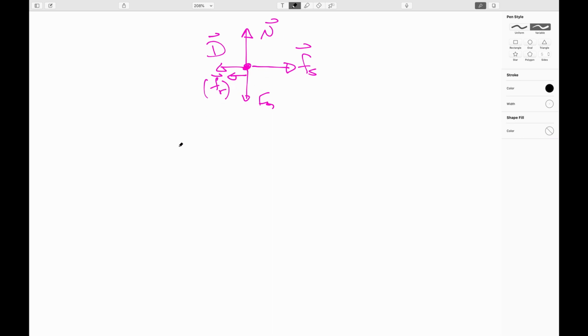So what's going on with the rolling friction then? There's two sources for it. The small source and the big source. And we'll get to this. We'll do the small source first.